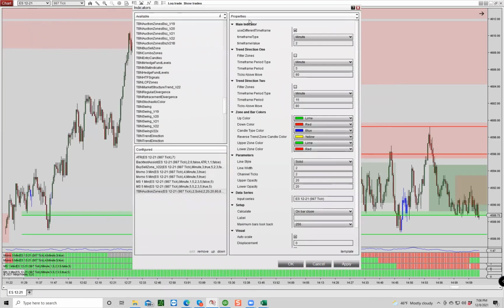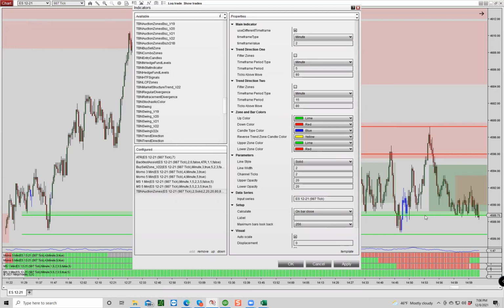Now, what I've done here, because I don't want that many zones, otherwise I'm going to go crazy trying to figure out where I want to be trading, I'm using a 2-minute. So I am overlaying the 2-minute zones onto this chart.